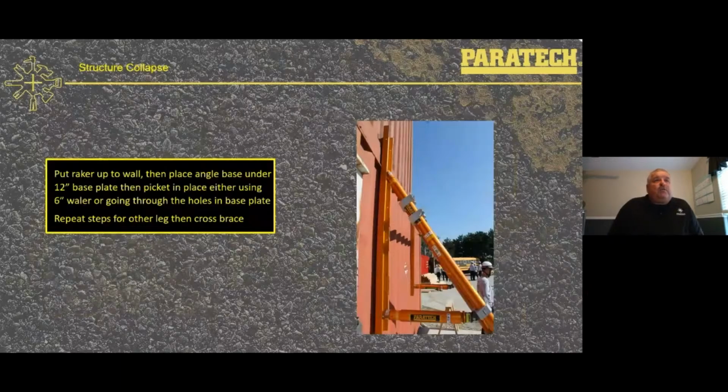Put the raker up to the wall, then place the angle base under the 12-inch plate. Pick it into place, use a 6x6 whaler to go through the holes in the base plate. Repeat steps for the other leg, then cross brace.